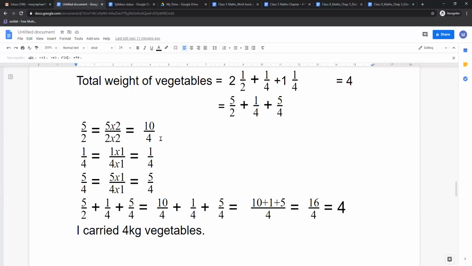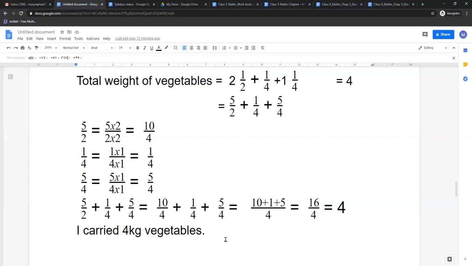Now you see these 3 fractions, 10 by 4, 1 by 4, 5 by 4. All 3 fractions have the same denominator 4. So we can add the numerators. So 5 by 2 plus 1 by 4 plus 5 by 4 is equal to first fraction 10 by 4 plus second fraction 1 by 4 and third fraction 5 by 4. Adding all these 3 fractions which have the same denominator, we can add the numerators. So 10 plus 1 plus 5 upon 4. Adding the numerators you will get 16. So 16 upon 4 equals 4. So you can write the last step: I carried 4 kg vegetables.